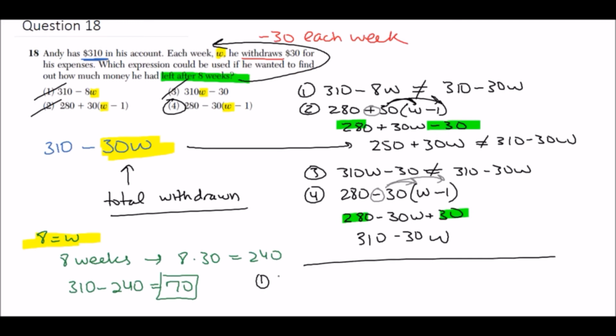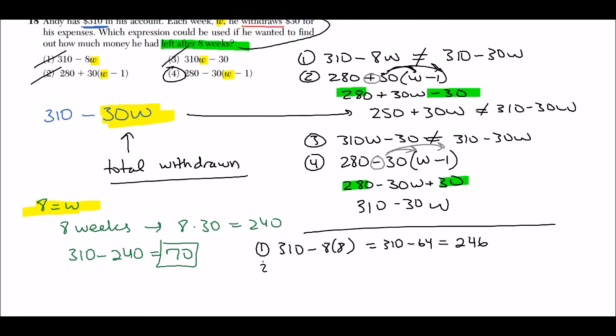Choice 1, 310 minus 8 times 8. That's going to be 310 minus 64. And even if you don't want to actually do this math, you should recognize pretty quickly that it's not going to be 70. So again, that further confirms that it's not going to be choice 1. 2, 280 plus 30 times 8 minus 1. And we could just do PEMDAS here. 280 plus 30 times 7. That's 280 plus 210, which is 490. It's still not 70.